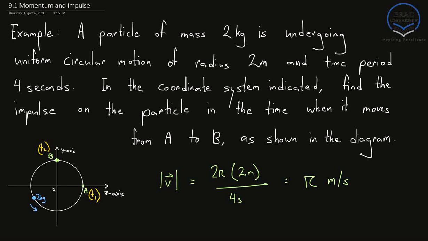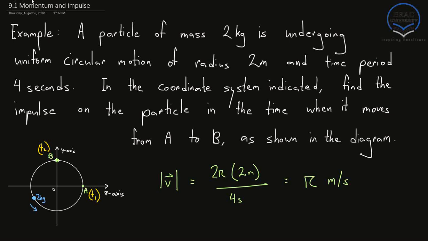You might be tempted to say that the magnitude of the momentum at A is just 2 kilograms times pi meters per second, and it's the same at B, so there is no change in momentum, so that the impulse is 0. However, we have to understand that impulse is a vector quantity, and the momentum actually changes going from A to B because the direction of the momentum changes. The magnitude, of course, stays the same. So let's look at what that looks like.